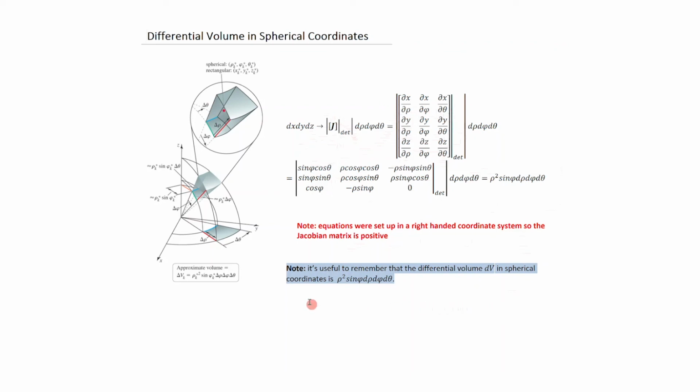Just as a note, it's useful to remember that the differential volume in spherical coordinates is rho squared sine phi d rho d phi d theta. It's handy to have that at hand when you're doing calculations involving spherical coordinates.